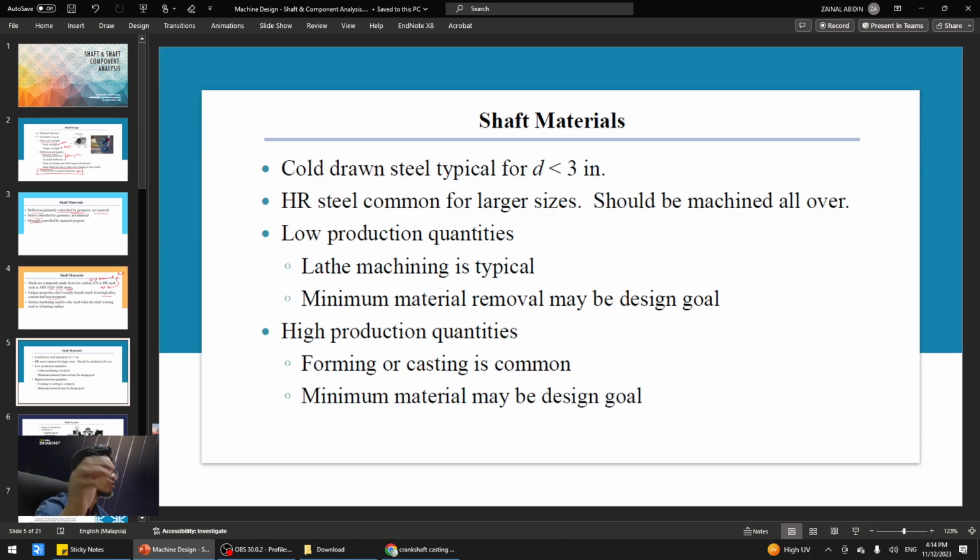Furthermore, untuk cold drawn shaft, likely the shaft dimension around 3 inci saja diameter untuk shaft dimension tu.